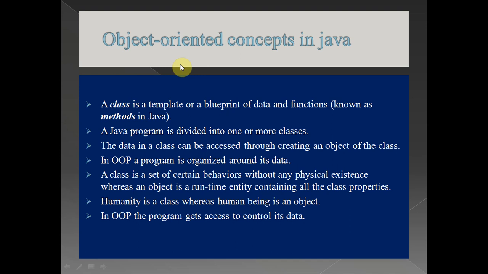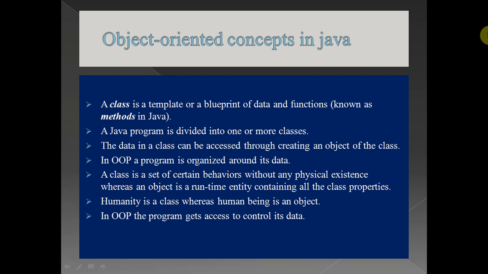So I repeat, for summarization, a Java program contains at least one class, and the class is just like a blueprint or a set of data and methods. And to access the data and methods, we have to create an object. How to create an object? We will show in the implementations in the subsequent videos. But for now we understand that we have to create objects to access the data and methods of the classes.